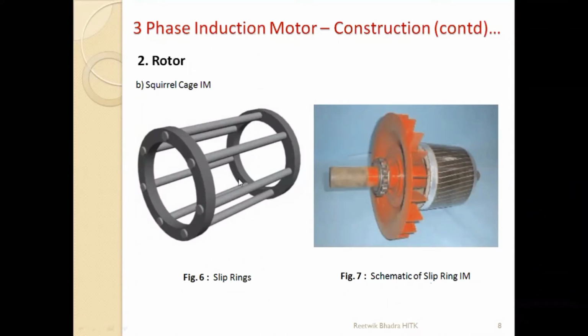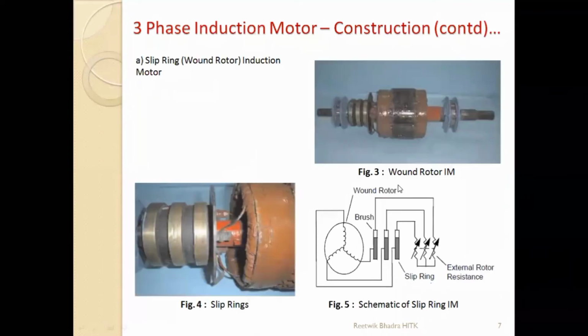But since the construction is very simple over here, we directly need conductors and short circuit the endpoints. The construction is very simple. And over here, you have sliding contacts, that is your slip rings and brushes, to make contact with the external resistances. Right. So if there are sliding contacts and brushes, you know there will be sparking, there will be brush drops. So there will be somewhat lesser efficiency over here.